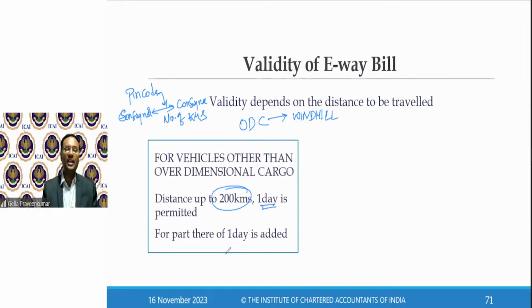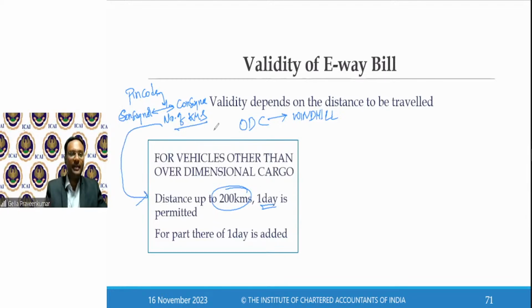401 kilometers: 200 kilometers is 1 day, another 200 kilometers is 1 day, and the extra 1 kilometer is another 1 day. This is how, based on the PIN code, the system calculates the number of kilometers. On the basis of this, the details are updated.